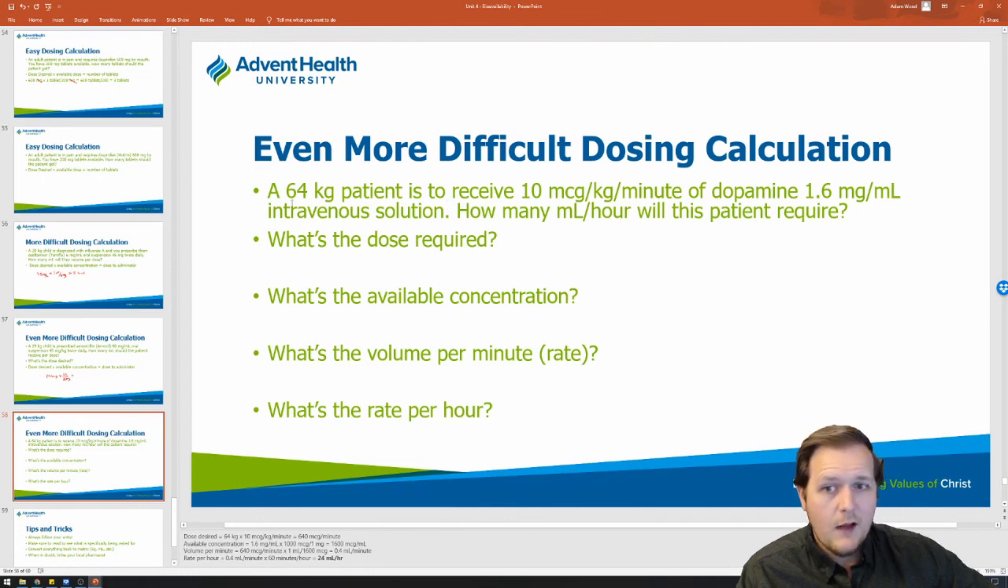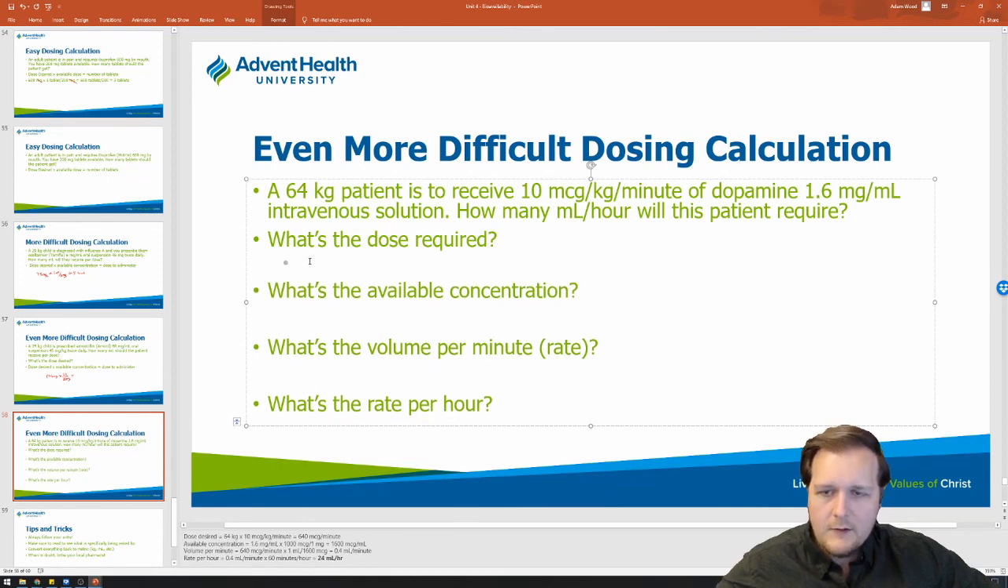Okay, so it sounds pretty complicated right there on the face of it. So how do we figure that out, right? So I think I might just type this in, actually. It might be a little bit easier. So what's the dose required for this patient, right?